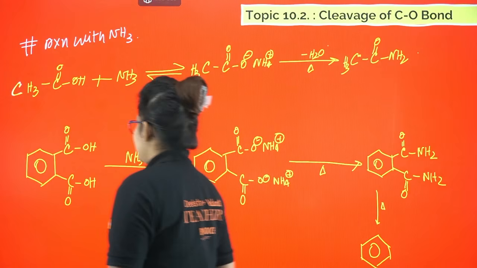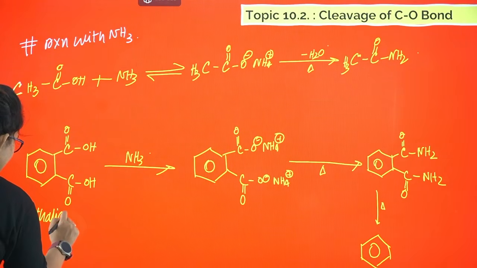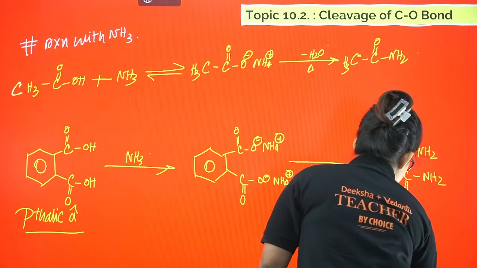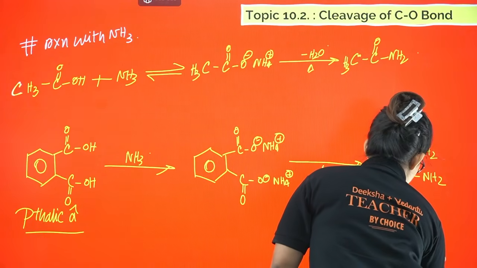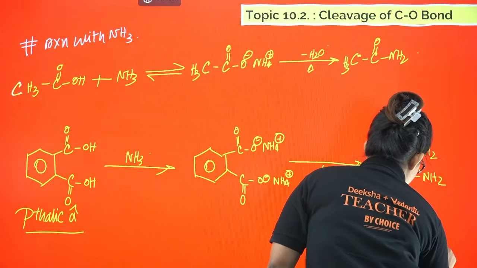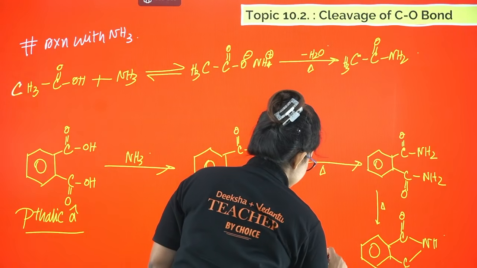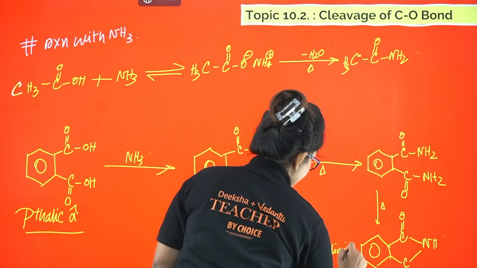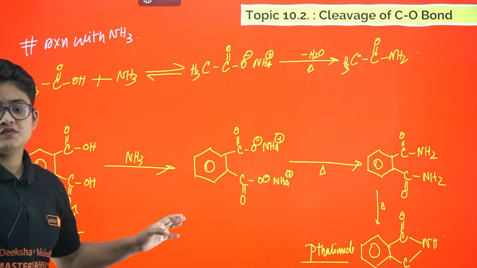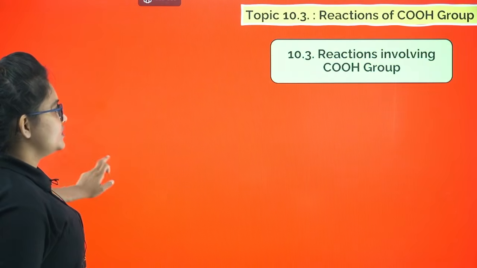This is basically phthalic acid, right? From here I can come up with phthalimide. This is basically phthalimide. I guess it is clear to you. This is the reaction with ammonia. Let's proceed to the reaction with the COOH group.